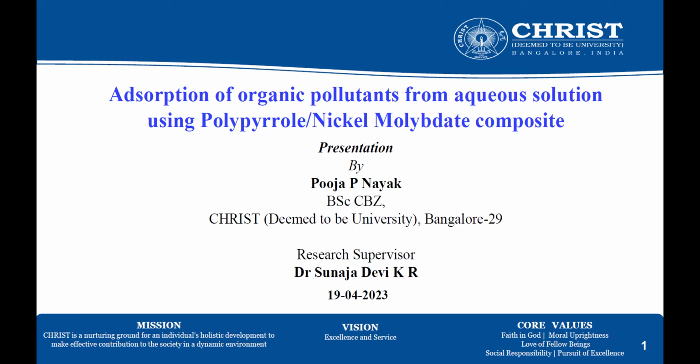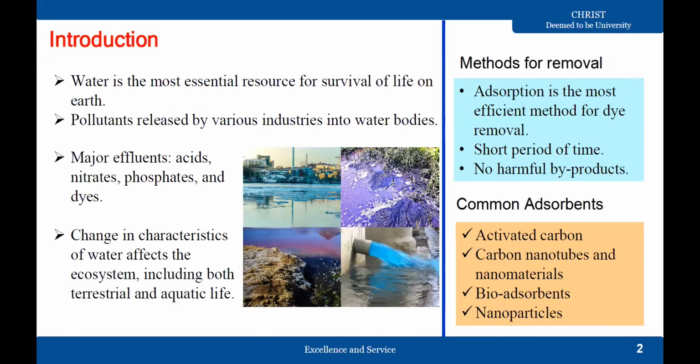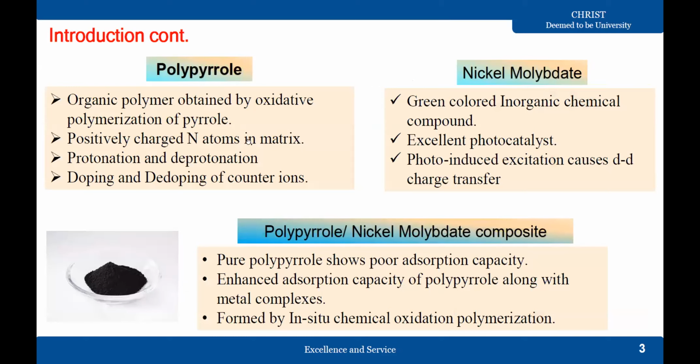Can you please change to the next slide? There are various common adsorbents like activated carbon, nanotubes, bioadsorbents, nanoparticles, etc. that are used for the adsorption process. Next slide, please. For our study, we used polypyrrole and nickel molybdate. Polypyrrole was obtained from oxidative polymerization of pyrrole, and nickel molybdate was obtained from nickel nitrate and ammonium molybdate. Through studies, it was found that pure polypyrrole has a lower adsorption efficiency when compared to its complexes with metals. Hence, it was combined with nickel molybdate using in situ chemical oxidation polymerization.